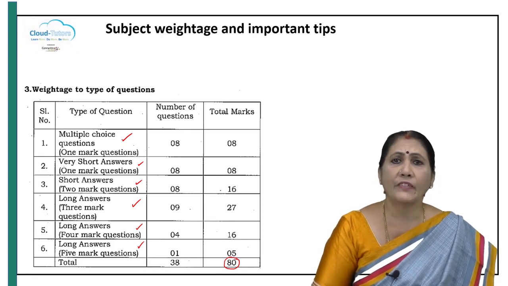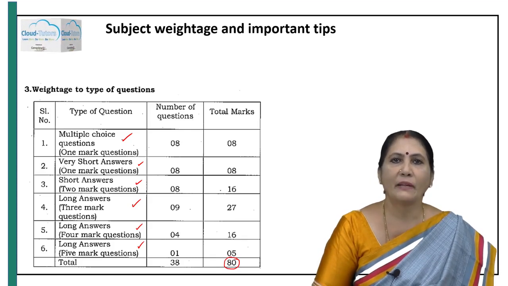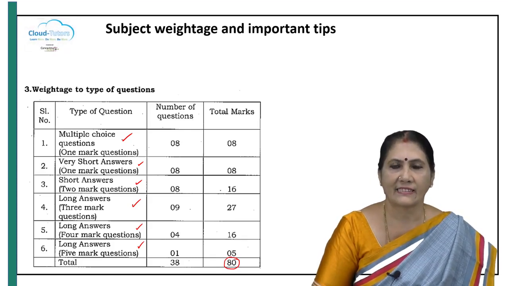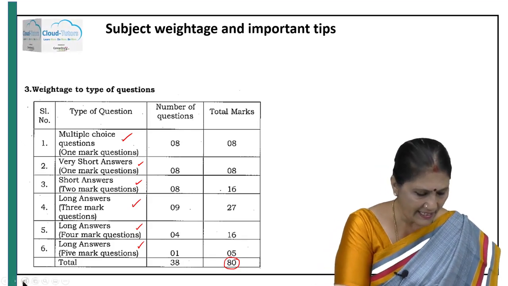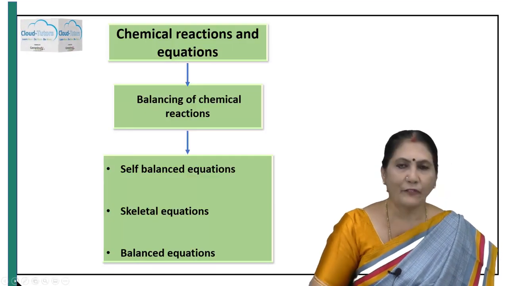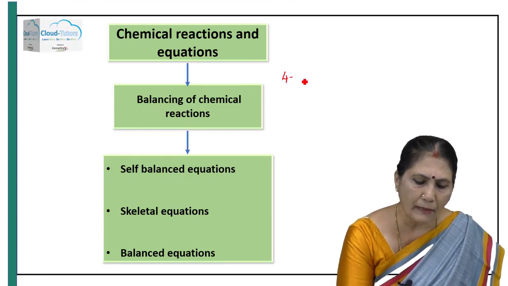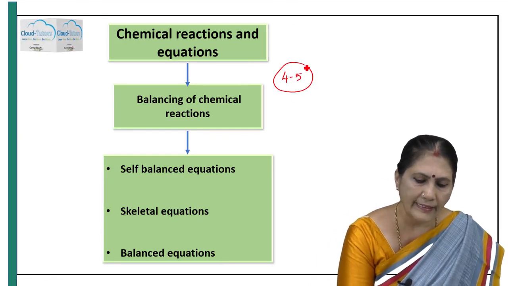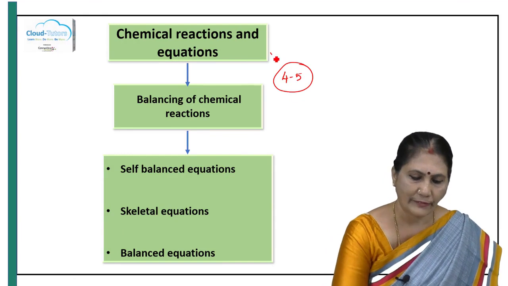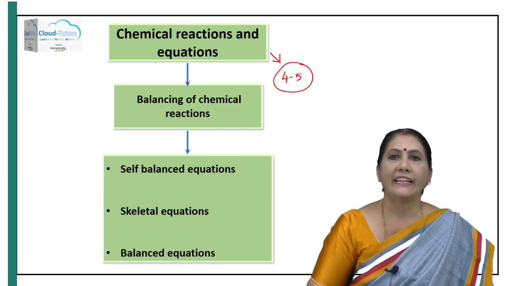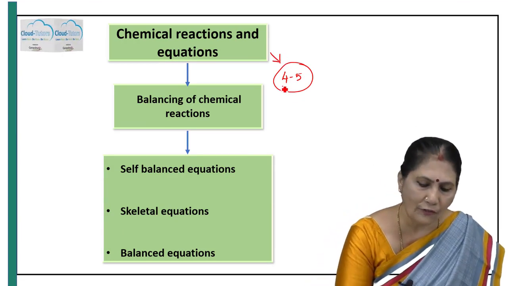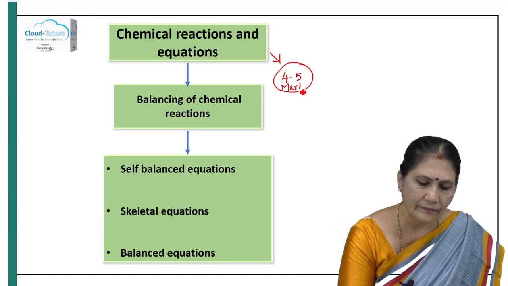Now the topic which we are going to cover today is balancing of chemical equations. Generally, in any exam, nearly 4 to 5 marks is covered for the first chapter, chemical reactions and equations. 4 to 5 marks.